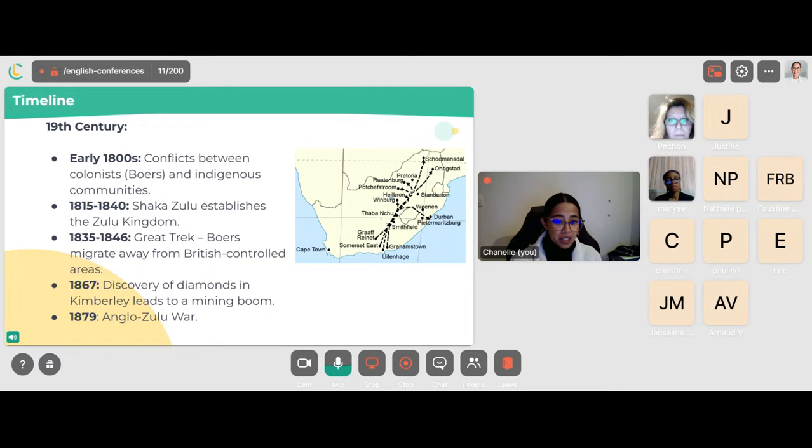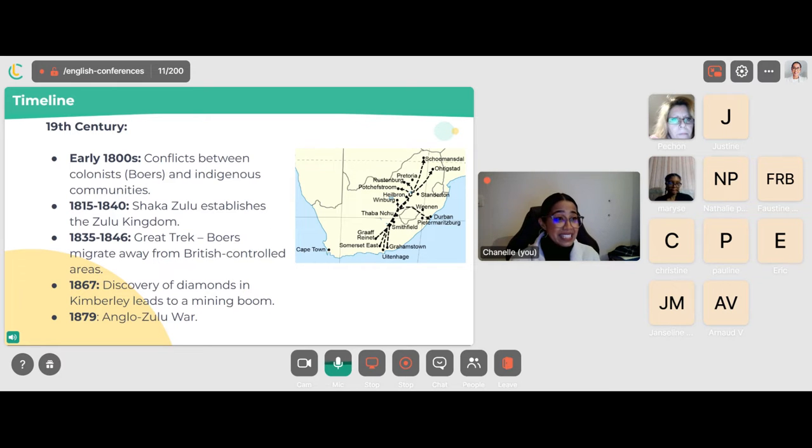Around the 19th century, so we're looking at early 1800s, there was a conflict between the colonists known as the Boers, or in Afrikaans we call it the Boers, and indigenous communities. From 1815 to 1840, we had a Zulu king by the name of Shaka Zulu, who established the Zulu kingdom. From 1835 to 1846, we have what is known as the Great Trek, which was the Boers migrating away from the British-controlled areas.